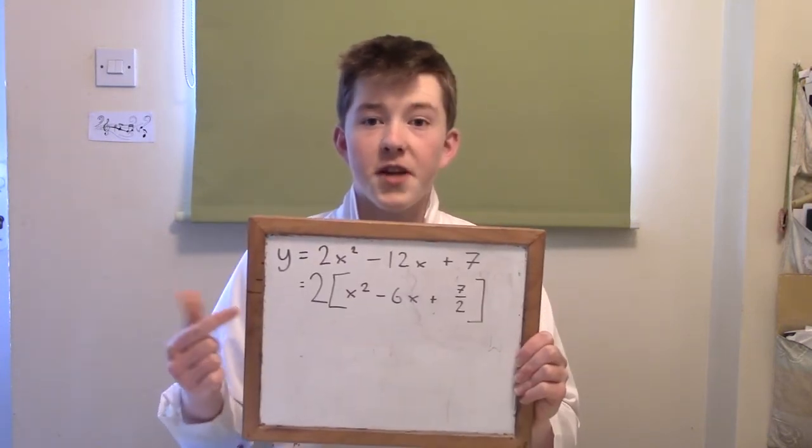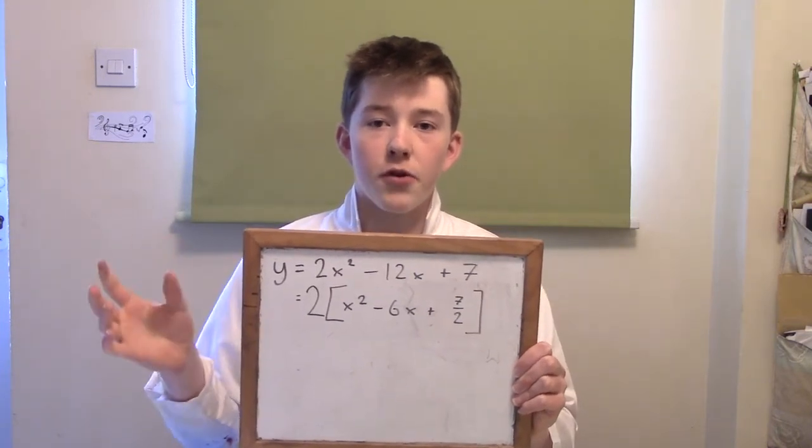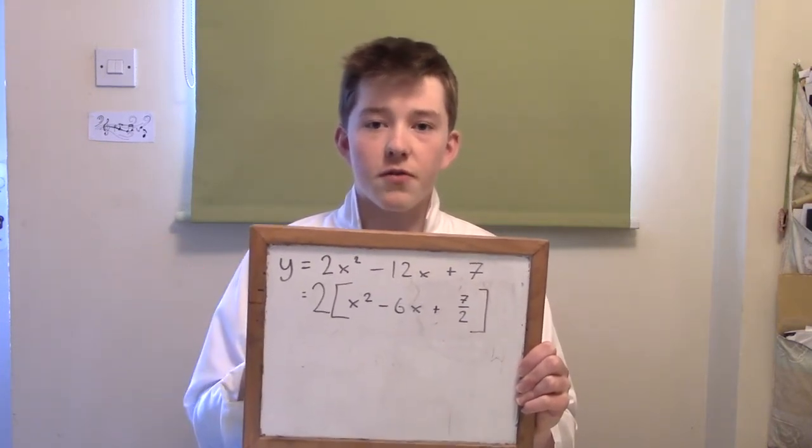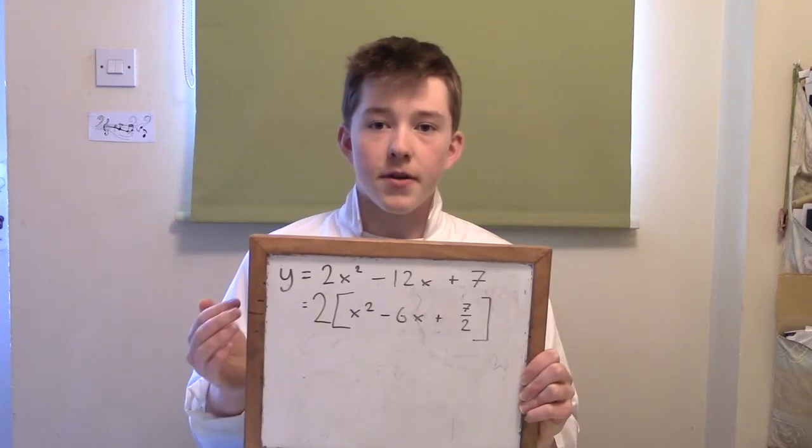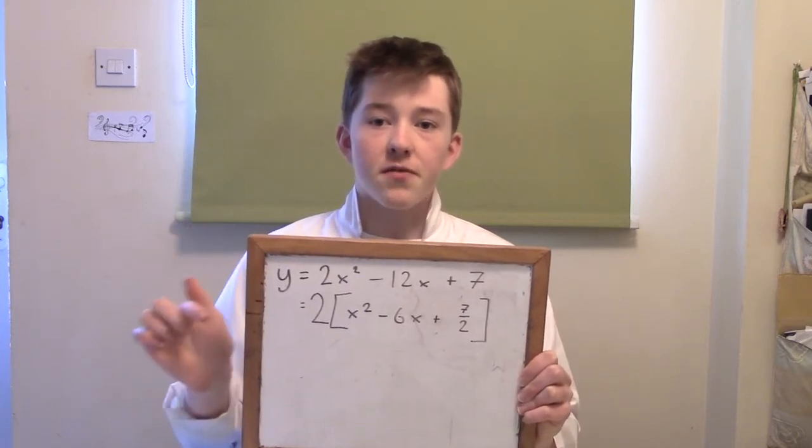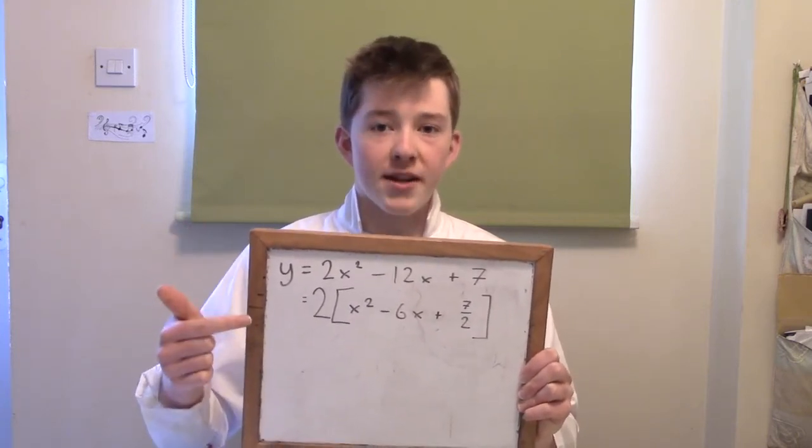The first step is to take the coefficient of x squared out of the equation as a factor, and then we leave the rest of the equation in some square brackets.